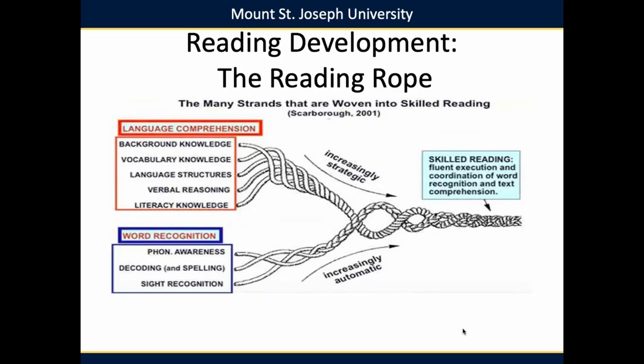As important as these two skill areas are, neither one is sufficient on its own. As you move from left to right in the graphic, you see the two strands come together. Across development with robust instruction, the skills that make up the language comprehension strand become increasingly strategic. The skills that make up the word recognition strand become increasingly more automatic. Skilled reading is a fluent execution and coordination of word recognition and text comprehension. We will discuss this more in week 7 when we explore reading fluency. This is where the component skills come together to support reading comprehension.